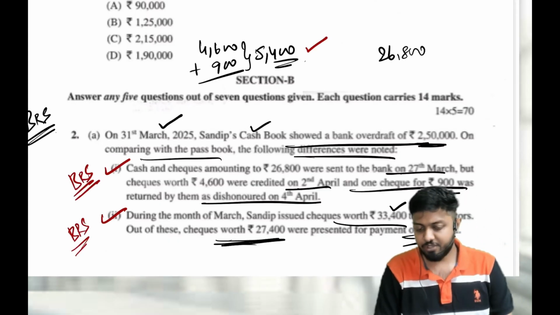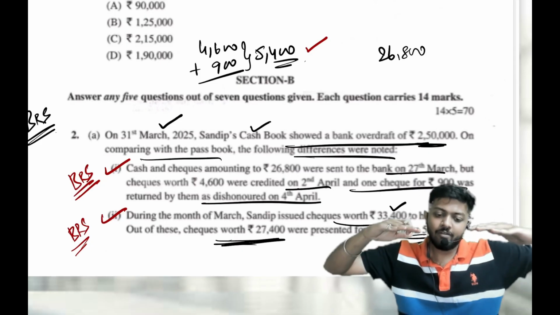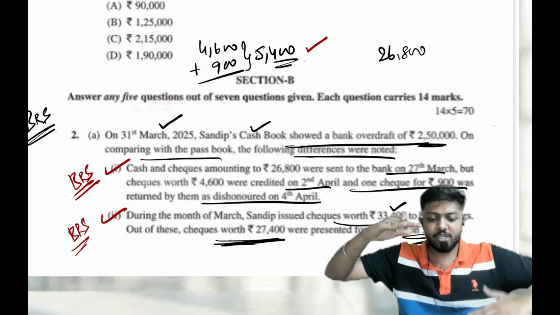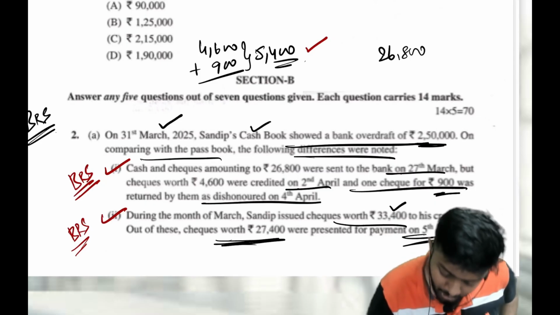Then Sandeep issued checks. But this is a check issued but not yet presented. When you issued the check, you recorded it in the cash book. So the cash book is lower, the passbook is higher. We are doing BRS from the cash book angle, so I'm supposed to increase it. So add. I have to do plus.